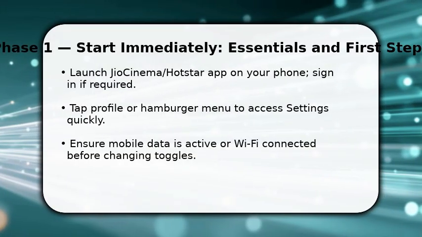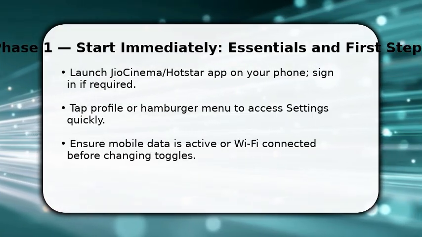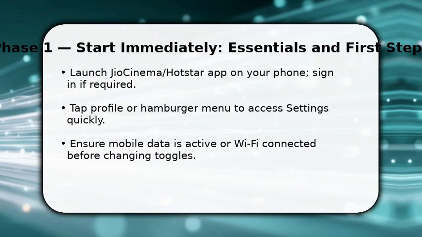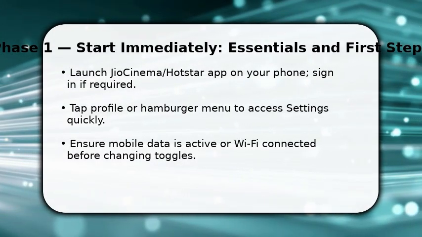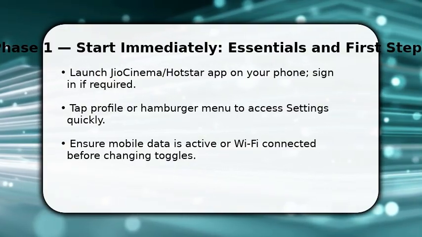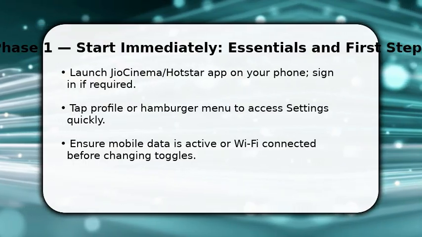You start by opening the Hotstar app and going straight to Settings. This is where streaming quality lives. Once signed in, tap your profile or the menu icon because the data saver option sits inside Playback Preferences. Make sure your connection is active, mobile data or Wi-Fi, so you can preview changes.